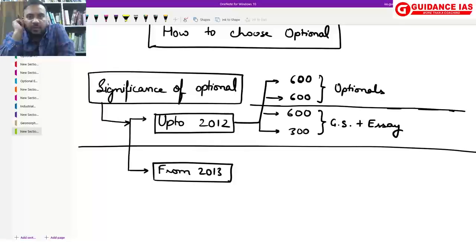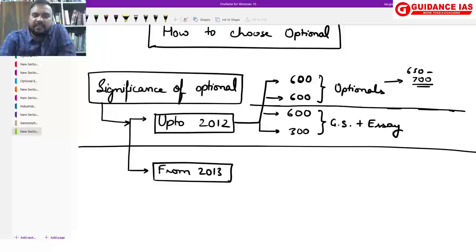What happens in the case of optionals? Because in optional there is a fixed syllabus, and more or less the questions would be hovering around that fixed syllabus. So it becomes comparatively easier in the optionals to predict what questions would be asked. Clearly you can understand that in the previous regime, 1200 marks was optional. So if you are able to score out of this 1200, suppose around 650 to 700 marks here, which was not so difficult, then most of your task is already done.